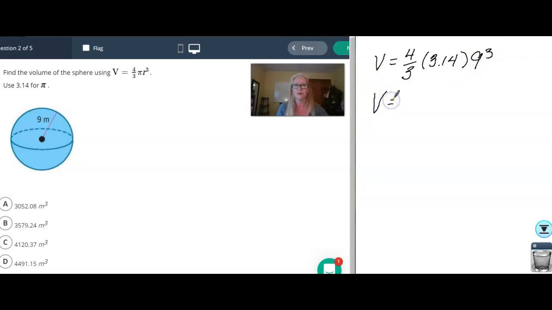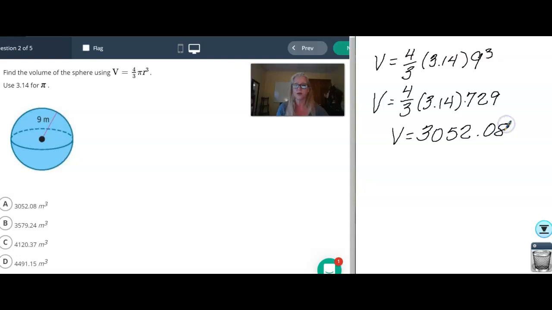Now, if you've got one of those TI-30 calculators, you can just plug this in. I went ahead and figured out that 9 to the third power was 729. That escalated quickly. So if that helps you, you can go ahead and just, in your calculator, do 4/3 times 3.14 times 729. Okay. And we arrive at a volume of approximately 3,052.08. I rounded that, of course, but I think you can see that that's one of the answers.